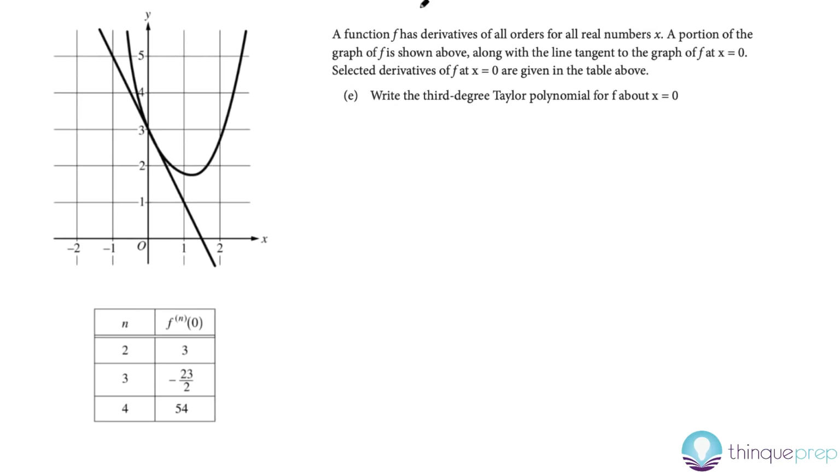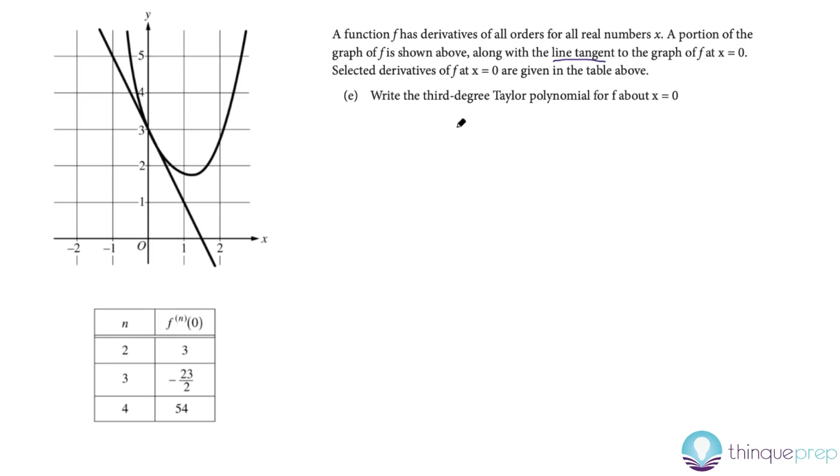Now we're given a new function. It says function f has derivatives of all orders for all real numbers x, and a portion of the graph is shown above with the line tangent to the graph at x equals 0. And selected derivatives are given in the table. It was above, but I moved it down to the side.